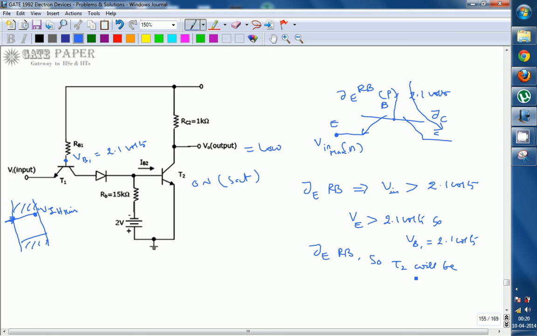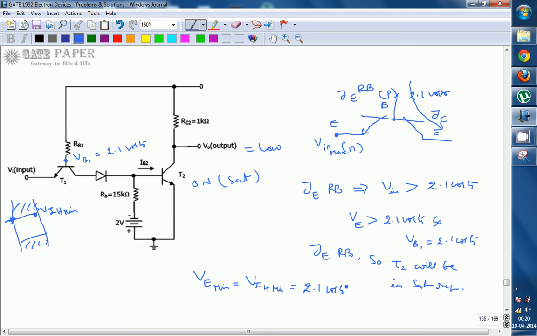will be in saturation region. So VE has to be greater than 2.1. At most you can go for VE. Worst case VE is nothing but VE minimum, that is nothing but VIH minimum. Worst case high input is nothing but 2.1 volts.